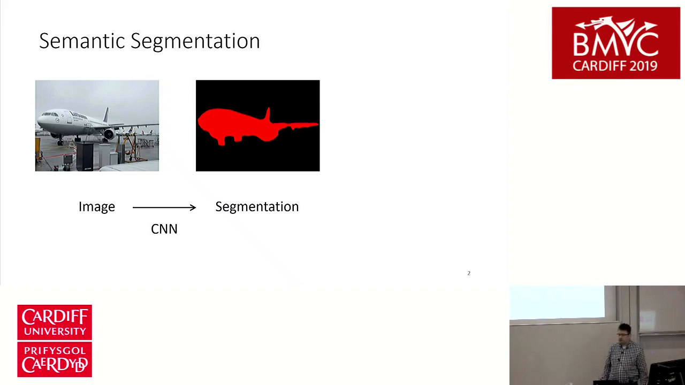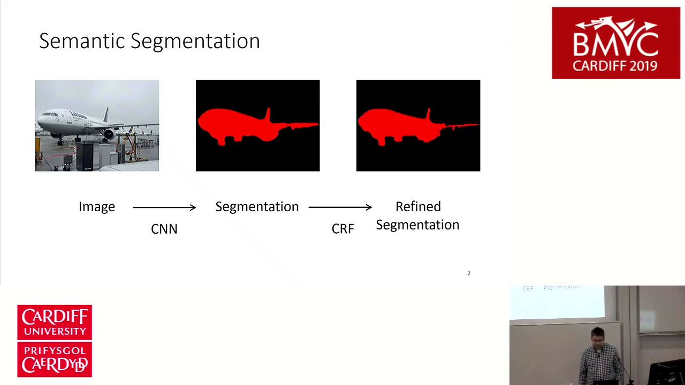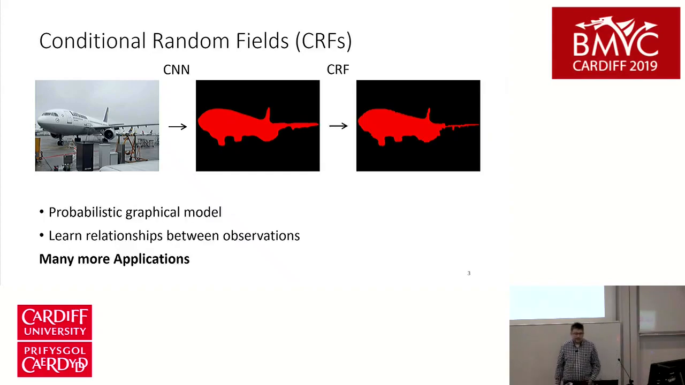So the question would be, why not do a machine learning approach to exactly do this and take an existing segmentation and make it better? And this is where CRFs, conditional random fields, come into play. CRFs are models which are really good at refining existing predictions. How do they do it? CRFs are probabilistic graphical models which are able to learn and represent relationships between predictions, pixels, observations, or whatever kind of input you have.